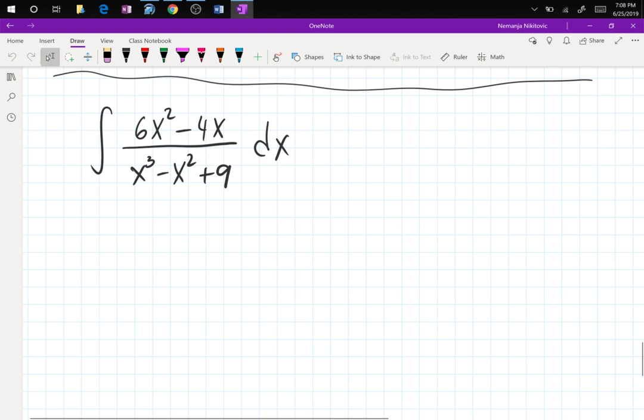All right, so is it 2 absolute value u plus c? Yes, nice. 2 ln absolute value of x cubed minus x squared plus 9, closed absolute value, plus c. It's obvious.